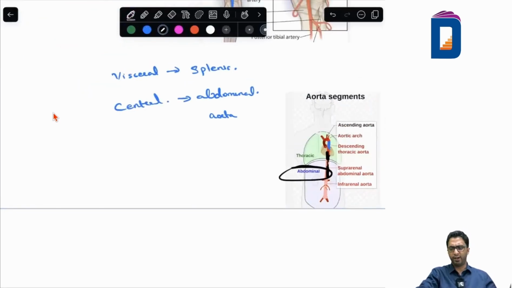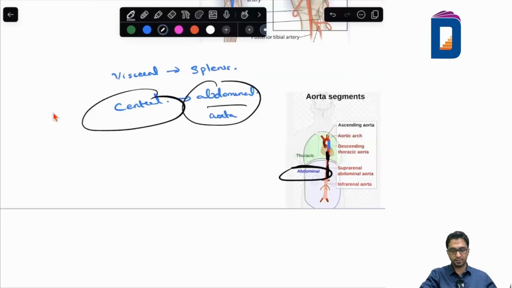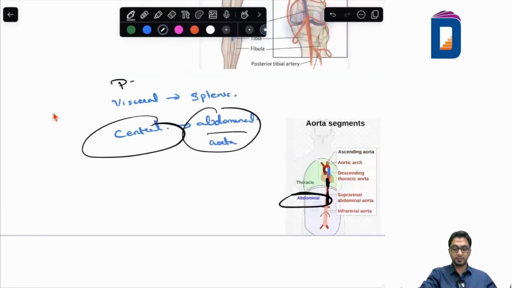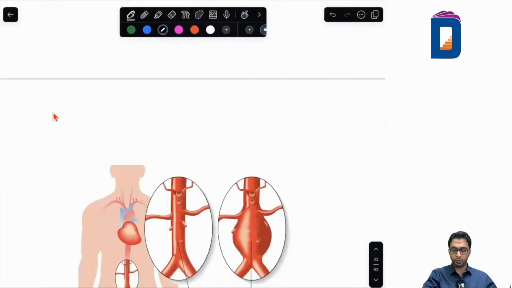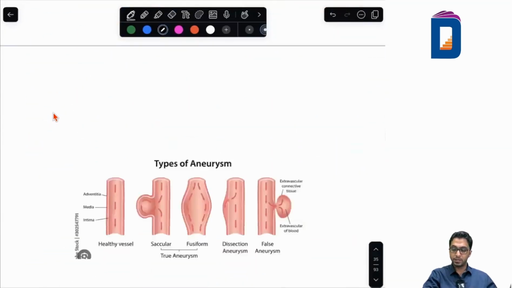Why I'm saying this is, people will confuse you. Most common central vessel: abdominal aorta, thoracic aorta, ascending aorta, descending aorta, basically it's the abdominal aorta. And this is also the most common of any vessel. We said peripheral is popliteal, visceral is splenic, central is abdominal, but the most common in any case is abdominal, just an extra point to note.